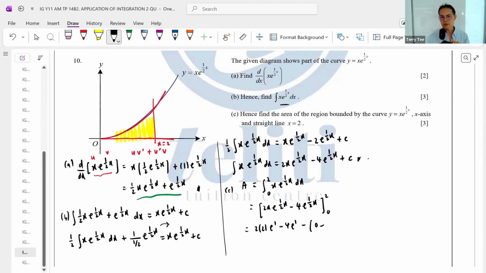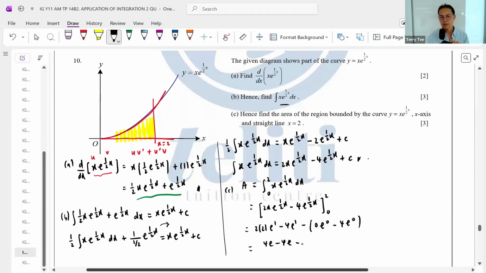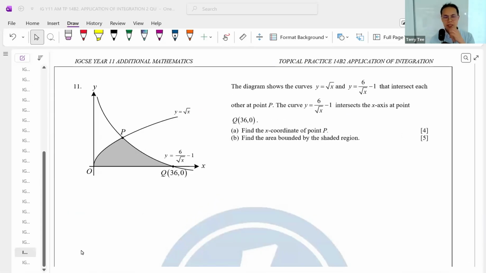Put 0 inside. Now 0 times anything is still 0. Second one, e power 0. So this is going to be 4e minus 4e, which is 0. Then minus minus, this is 0 itself, plus 1. So your area is just 4, right? 4 square units.